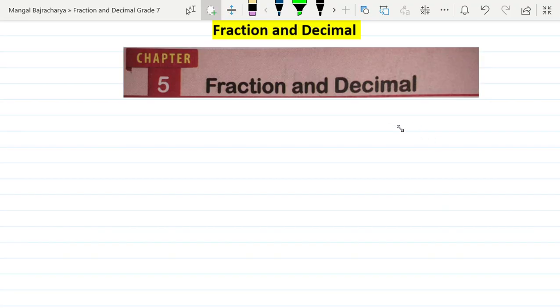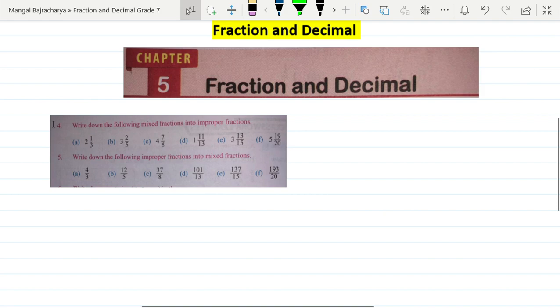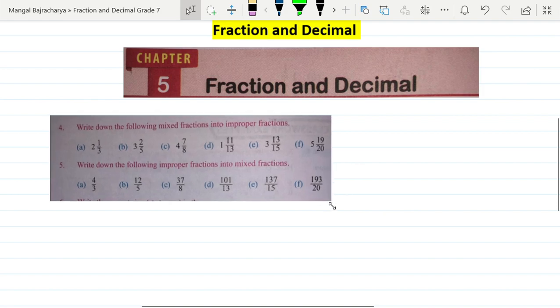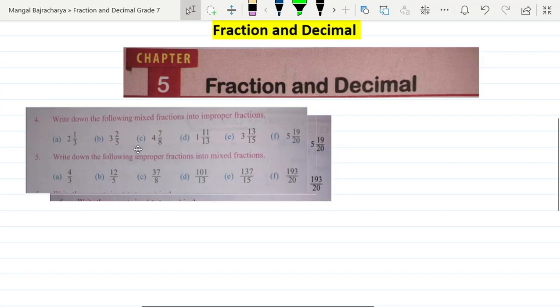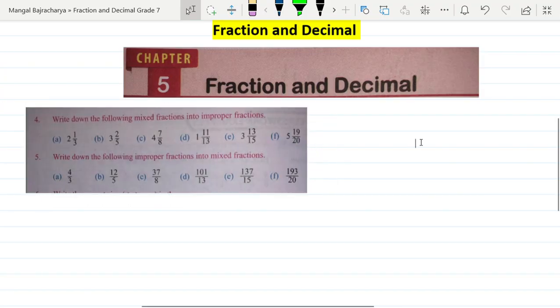Number 4 and number 5. So let's see what we do have here first. In number 4, we are asked to write down the given mixed fractions as improper fractions. So I'm picking number B.